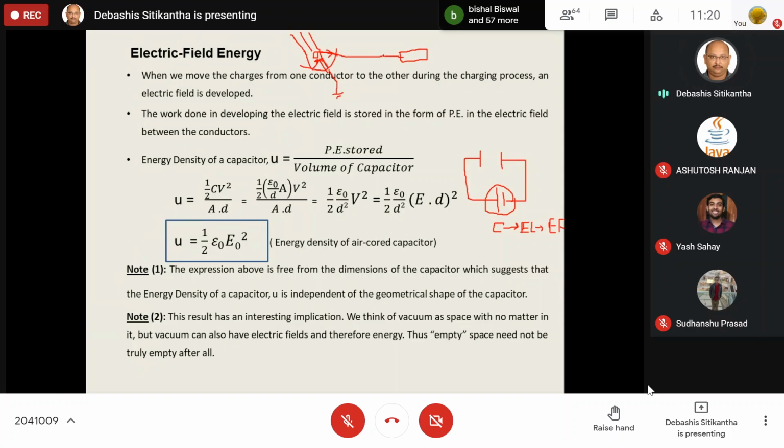Now this energy density is represented by the alphabet small u, and this is equal to the potential energy stored inside the capacitor in the form of electric field divided by the volume of the capacitor.